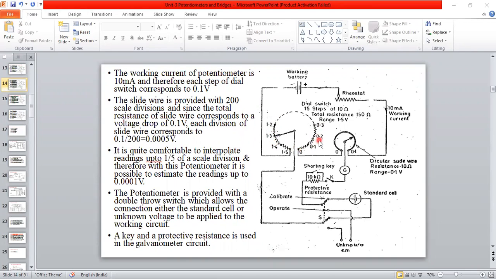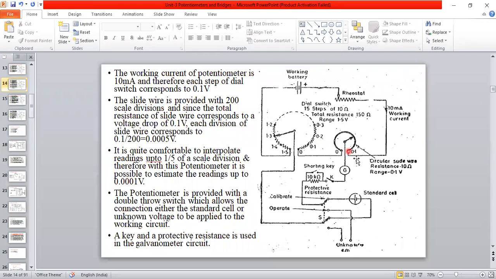So we increase by plus 0.1, because each dial has 10 ohm resistance only. For each dial, the current flowing here is 10 milliampere. For that reason, the dial switch corresponds to 0.1 volt here now. Just imagine that the slide is provided with 200 turns here. Now it has 200 turns.